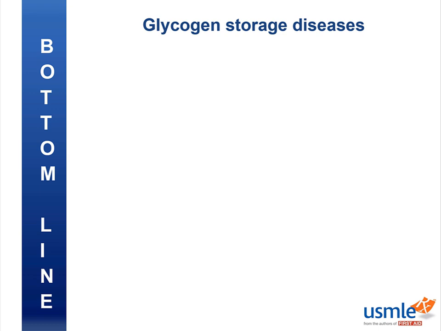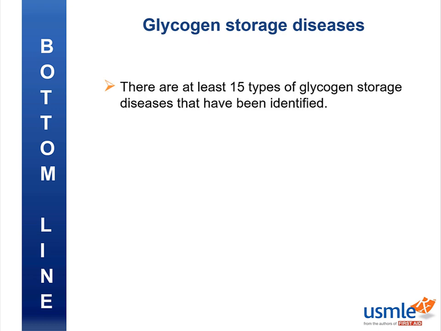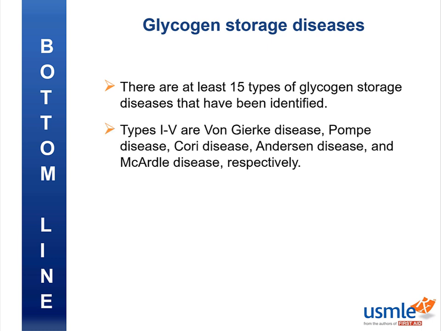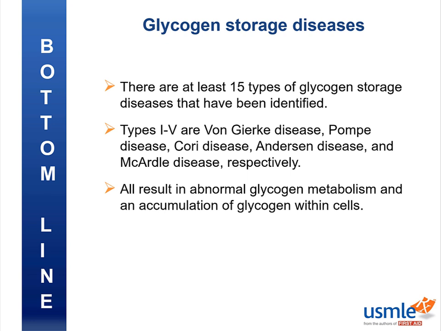Well, we've made it to the end. What's the bottom line? There are at least 15 types of glycogen storage diseases that have been identified. Types 1 through 5 are von Gierke disease, Pompe disease, Cori disease, Anderson disease, and McArdle disease, respectively. And all of them result in abnormal glycogen metabolism and an accumulation of glycogen within cells.